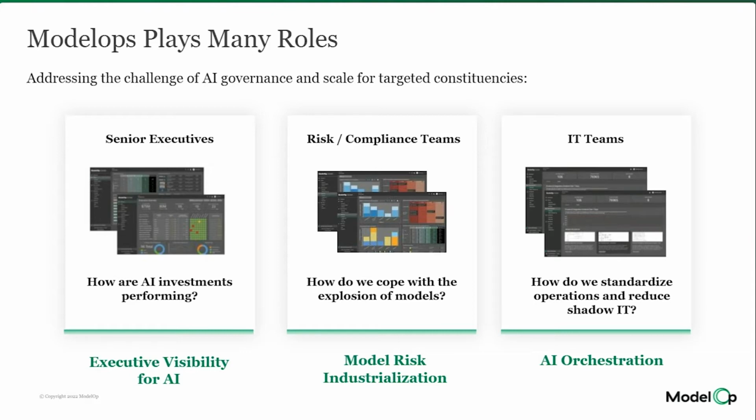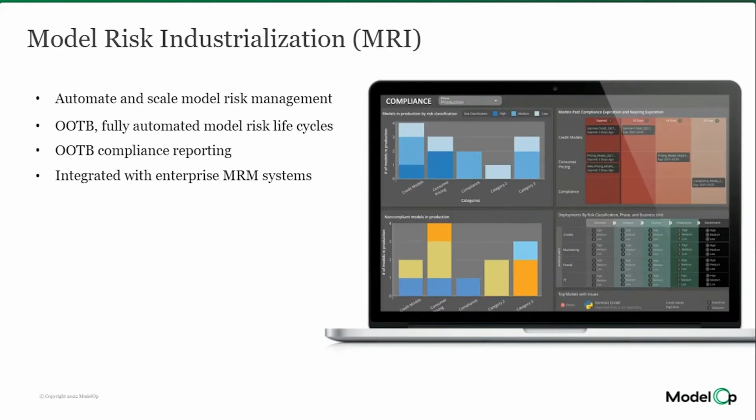But over time, you'll find that you want all of these. They actually all provide an underpinning that works together. So when we talk about model risk industrialization, specifically, what we want to do is automate and scale model risk management.